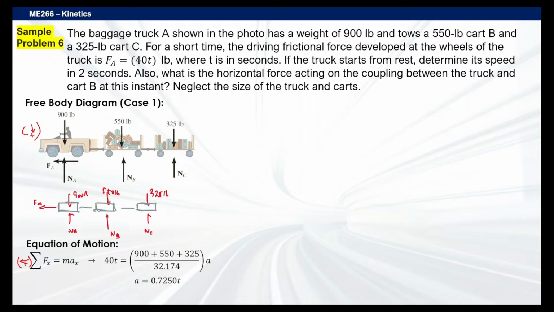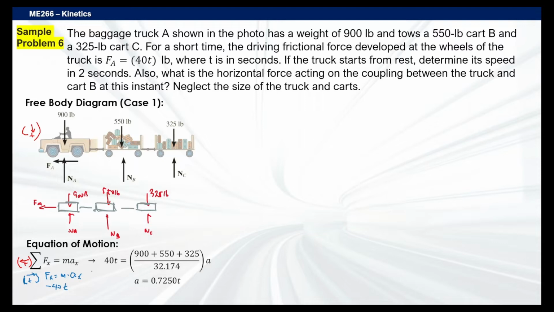So there we go. So in color, let's go with blue. So if we were to choose positive going to the right, that means going to the left is negative, we would still arrive at the same thing. So check it out. So here we would assume that the frictional force would be negative 40 T.